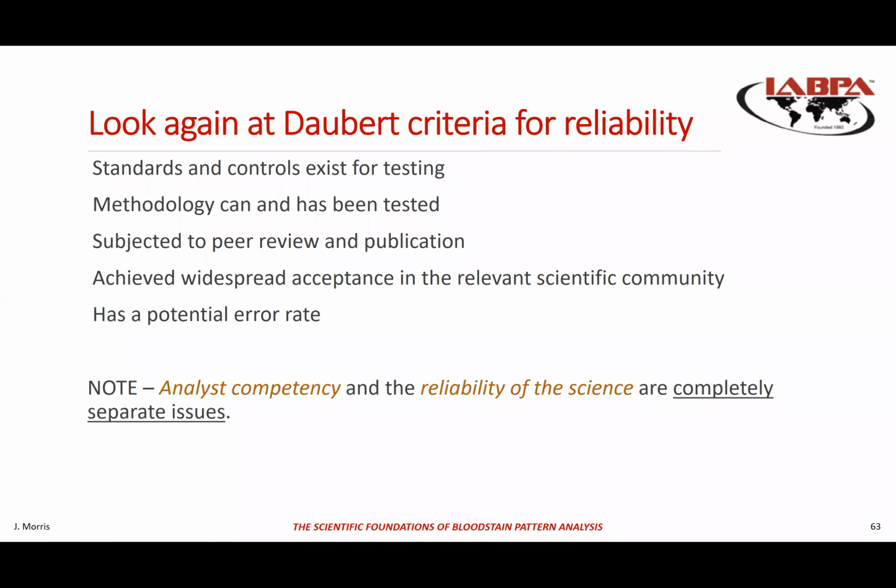But this distinction is often not made at all when people claim that bloodstain pattern analysis is junk science. They claim that a mistake was made, and it may be a horrendous mistake. And they say that mistake means BPA is junk science. No, it doesn't.